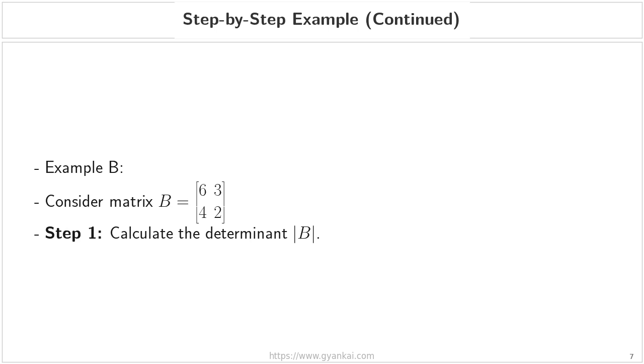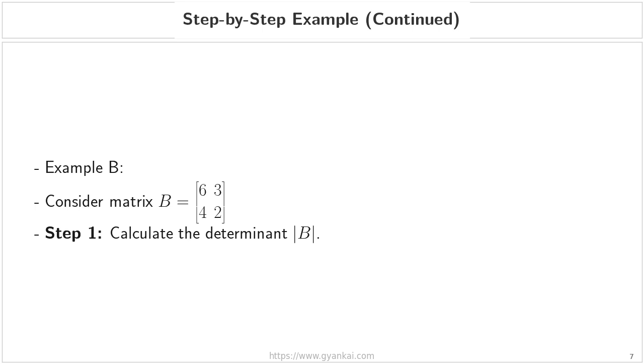Step-by-step example continued. Now, let's look at a contrasting case with example B. First, let's consider matrix B, which is a 2x2 matrix with 6 and 3 in the first row and 4 and 2 in the second row. To determine if this matrix has an inverse, we follow the same procedure we used in the previous example.